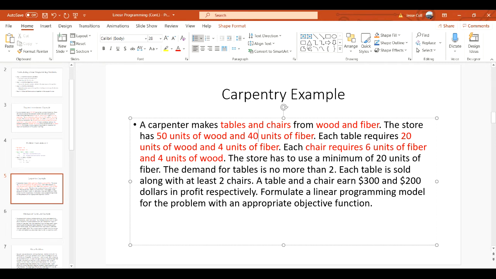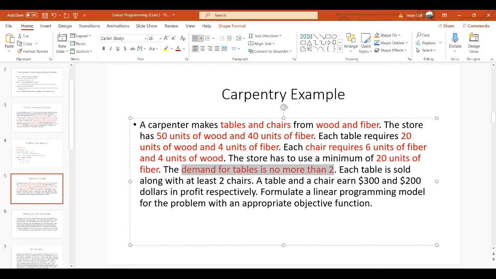The store has to use a minimum of 20 units of fiber. That's another constraint because that limits our decisions. Anything less than 20 units of fiber is not a valid response. The demand for tables is no more than 2. Another constraint.